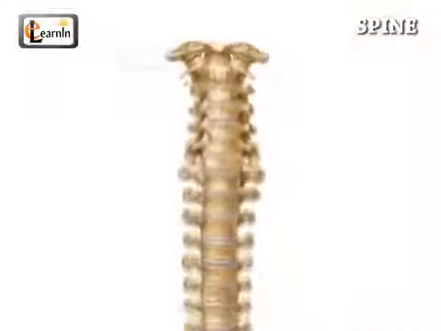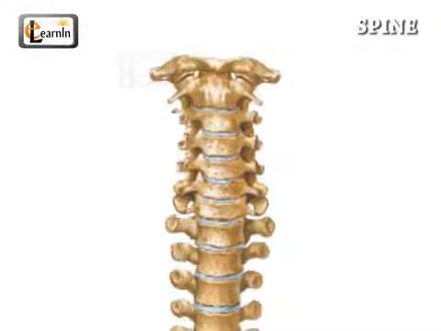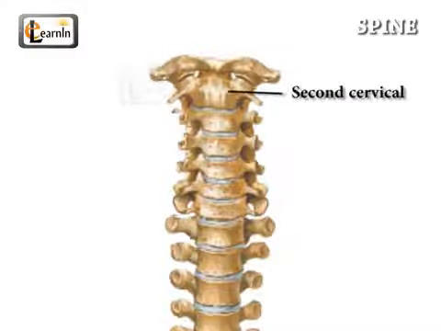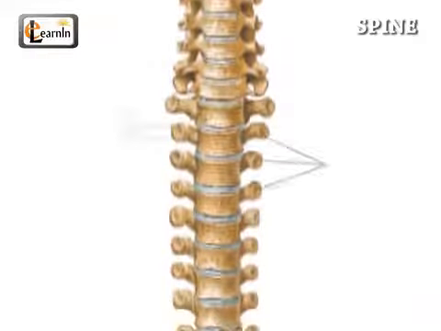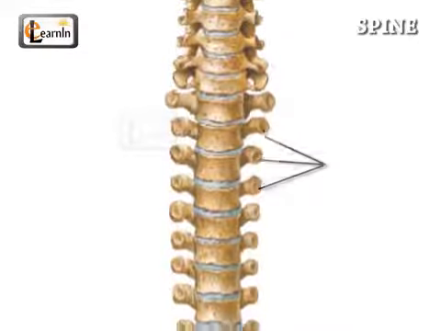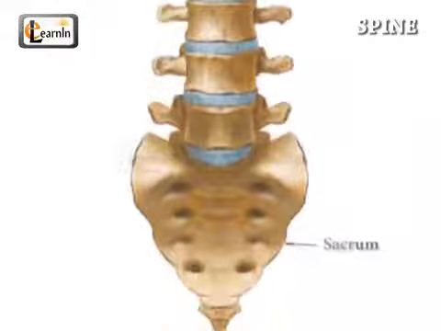The vertebrae increase in size from the neck downwards, that is, from the second cervical to the first thoracic. There is a slight decrease in the next 3 vertebrae, and then again there is a gradual increase in size till the sacrum.